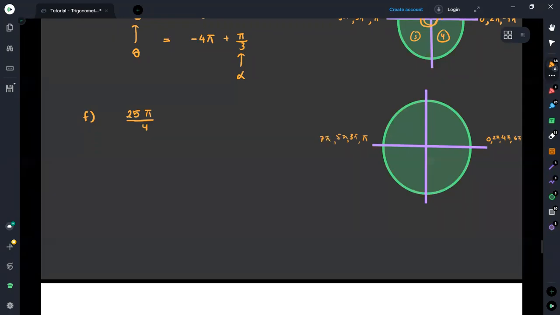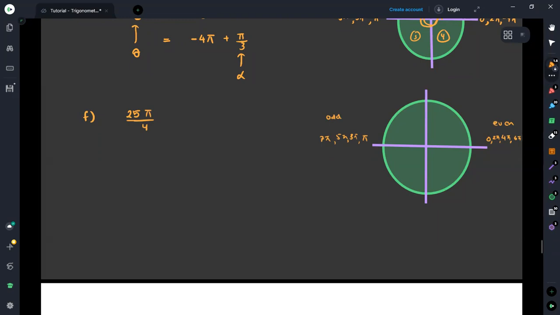Likewise, odd multipliers would be on the left side and the even multipliers will be on the right-hand side of this line. Therefore, here what we need to do is write this as a multiplier of π, whether it is an odd or even multiplier.